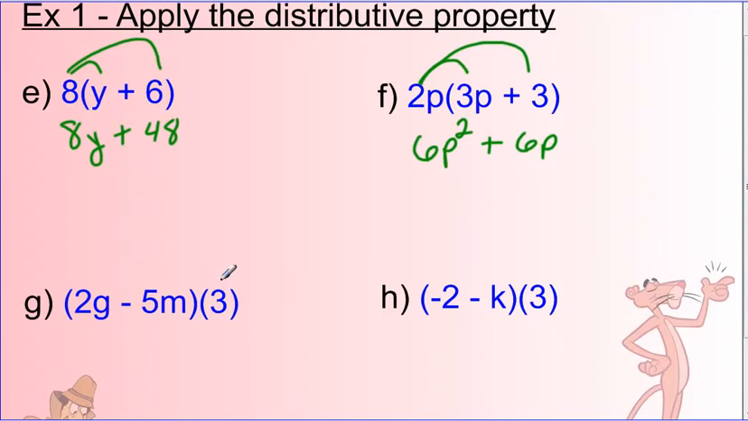Letter G. Draw rainbows this way because the 3 is the number on the outside. He doesn't have anything else with him. So 3 times 2g is a 6g minus, the sign stays the same. Or you should say it's a positive times a negative. You're going to get a negative answer. 3 times 5 is 15m.